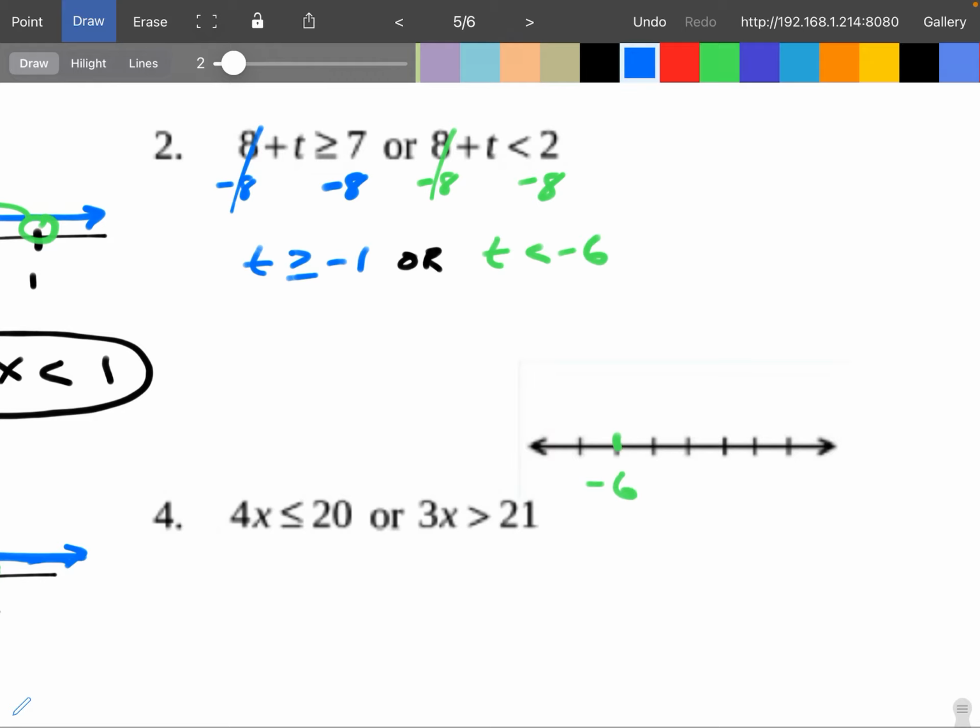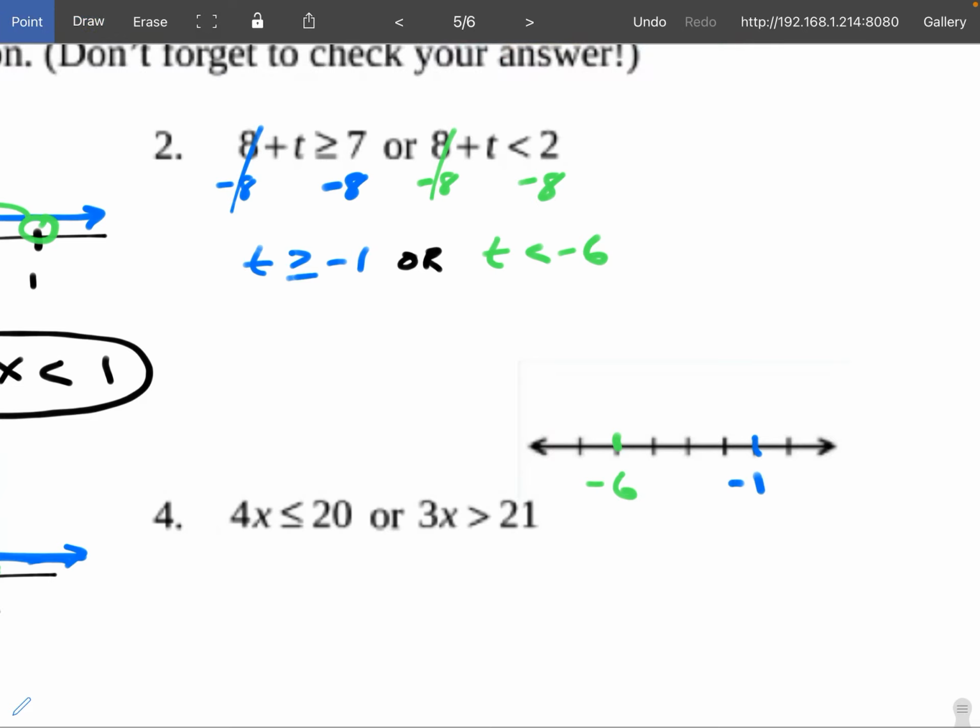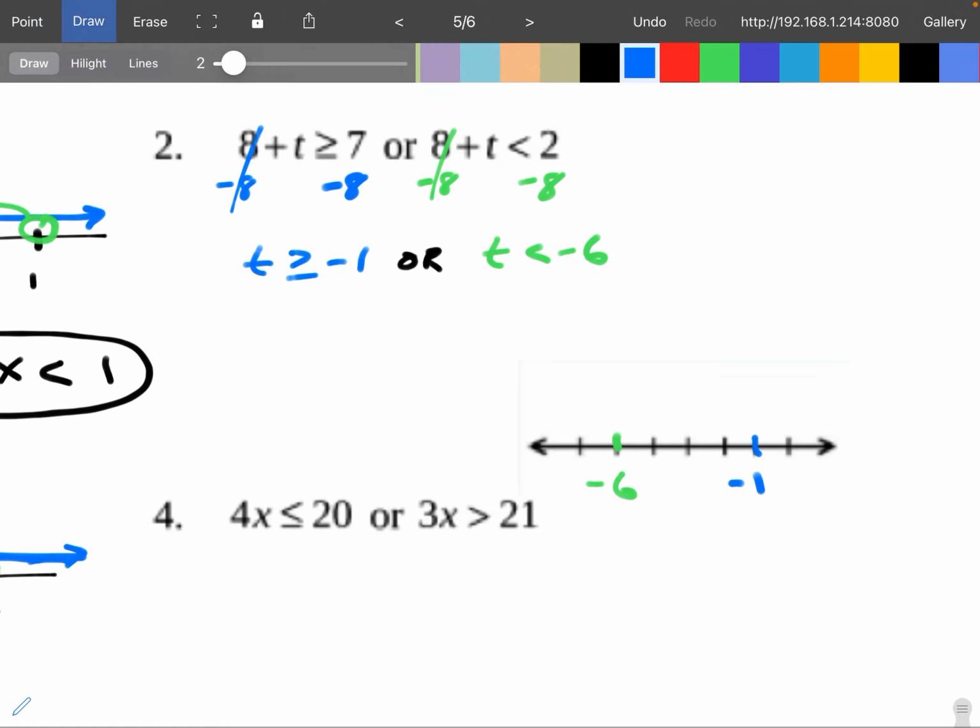So we got to put these numbers in order on the number line. So what goes on the left? Negative 1 or negative 6? Negative 6. So we're going to put negative 6 in the green here. So there's negative 6. And then we got, in the blue, we got negative 1. That would go over here somewhere, right? Again, those do not have to be to scale, but they do have to be in order left to right.